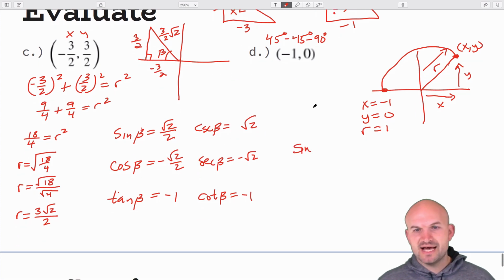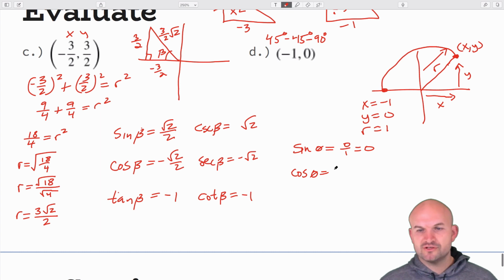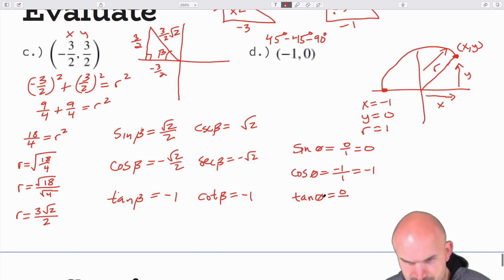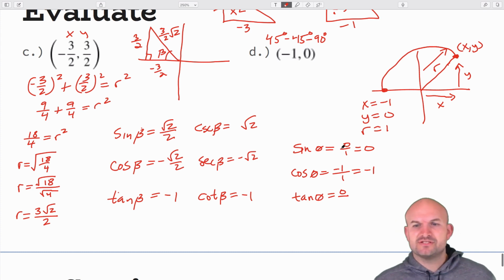So let's go back to theta. Sine of theta is just going to be y over r. So that's going to be 0 over 1, which is just equal to 0. The cosine of theta is going to be x over r. So that's going to be -1 over 1, which is -1. The tangent of theta is going to be y over x, so that's 0 over -1, which is just equal to 0.